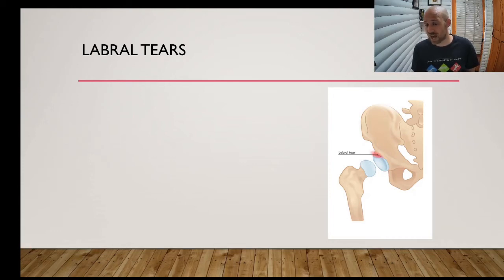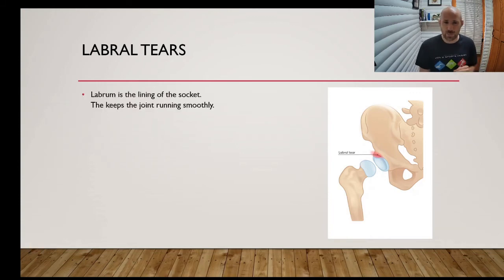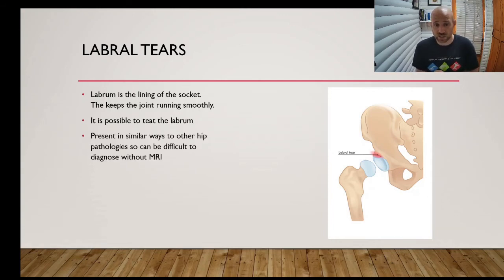So we have this lining of the joint called your labrum, but we can get tears in there. So then when the bone starts rubbing, or the joint starts rubbing, you can really feel some soreness deep in that hip. As I said, it's the lining of the joint that keeps it running smoothly. It is possible to treat this labrum, but it's very difficult to diagnose without an MRI.